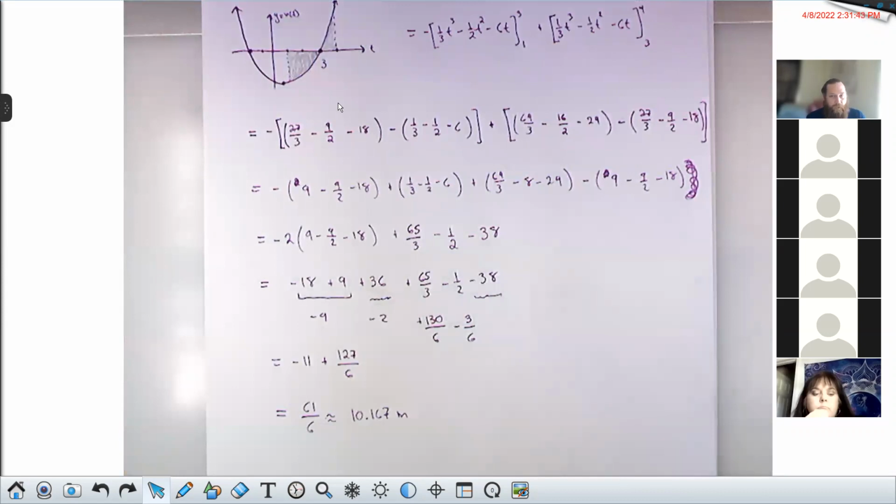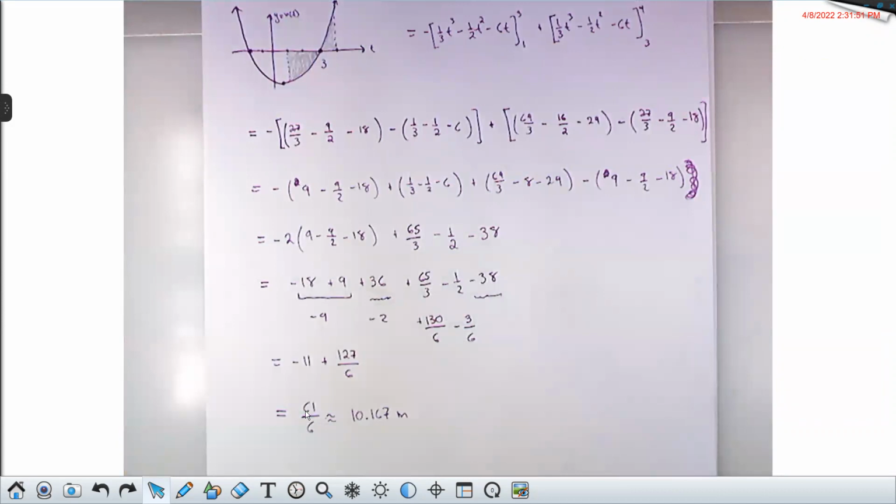Okay. Any questions on the net change theorem or distance versus displacement? Or how to calculate integrals of absolute values?